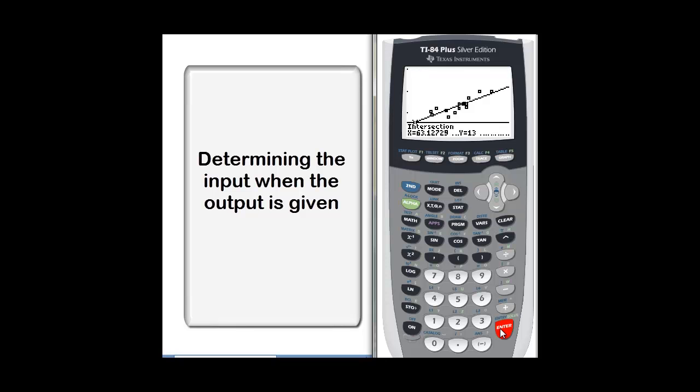You will see intersection, and it will have an X and a Y value. In our example of finding the temperature when the cricket is making 13 chirps per second, we see that the X value is 63.12729 and the Y value is 13. This means when the cricket is making 13 chirps per second, we would expect the temperature to be around 63 degrees Fahrenheit.